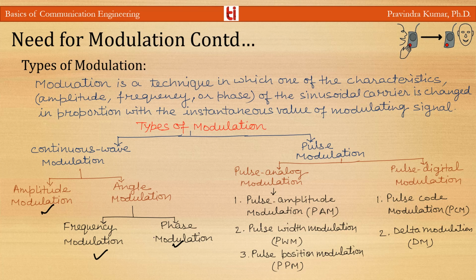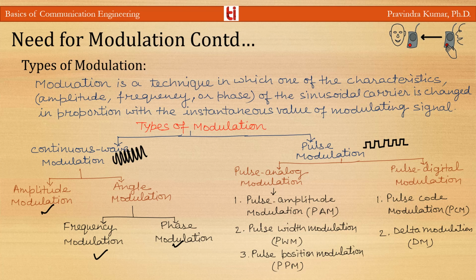In pulse modulation, a periodic sequence of rectangular pulses is used as a carrier, whereas in continuous wave modulation we use a continuous wave of high frequency as a carrier. In the pulse analog modulation technique, if the amplitude, duration, or position of a pulse is varied in accordance with the instantaneous value of the baseband modulating signal, then such techniques are known as pulse amplitude modulation, pulse duration or width modulation, or pulse position modulation.